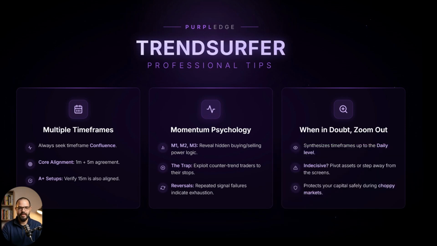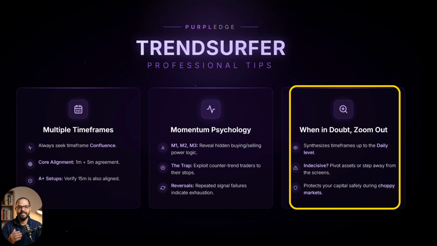And for the last, and maybe the most important tip, when in doubt, zoom out. TrendSurfer analyzes background data all the way up to the daily time frame. If the signals are mixed, backgrounds clash, and time frames are in complete disagreement, the market is chopping. That is your cue to switch to another asset or just step away from your screens altogether. Sometimes, the most profitable trade is no trade at all, and TrendSurfer is designed to keep your capital safe until the path is clear.